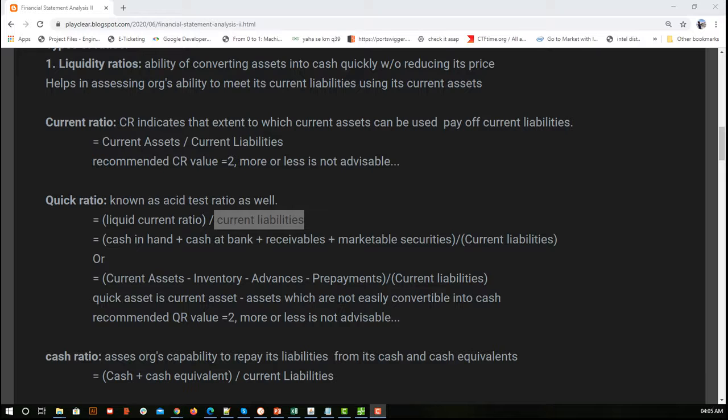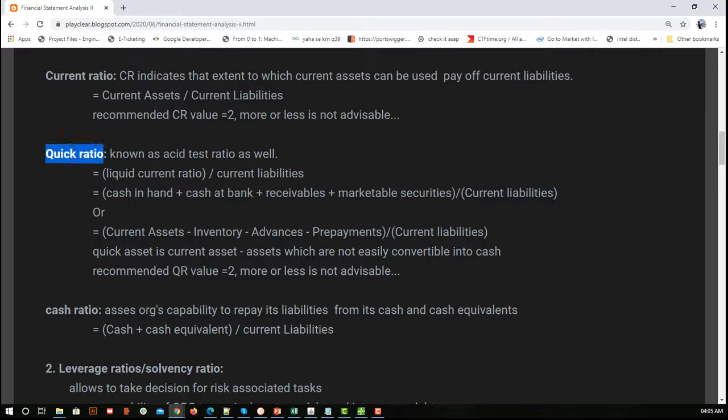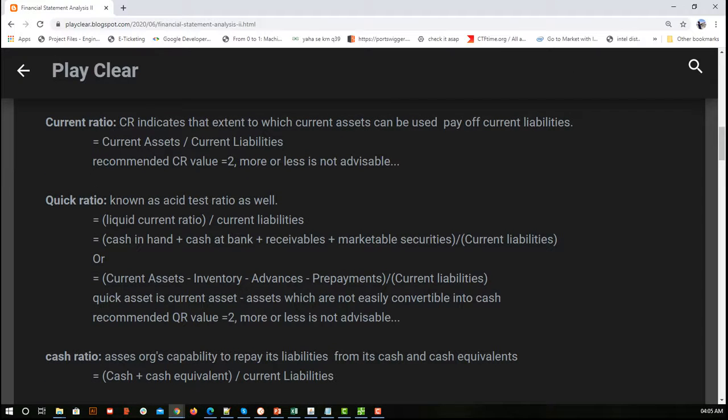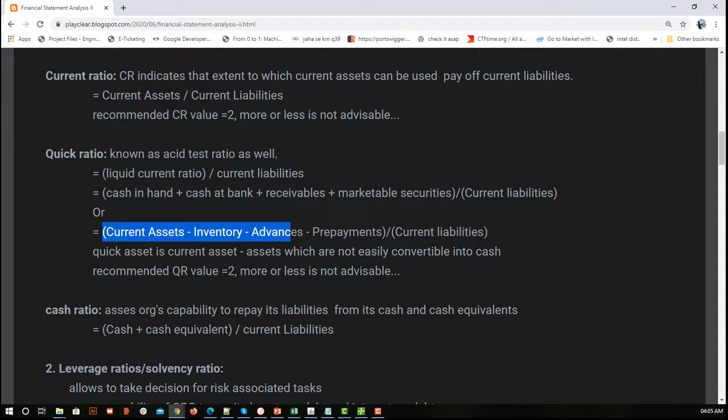Okay. And next we have the cash ratio. So we can see quick ratio and cash ratio are kind of similar. We are having current liabilities as our denominator, but the difference is the value that we have in our numerator. So in quick ratio we have current assets minus inventory, minus advances, minus prepayments.